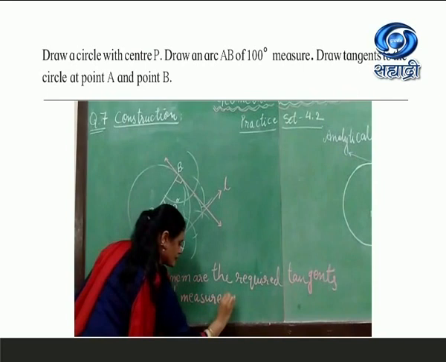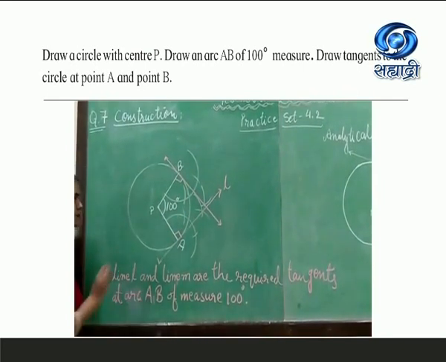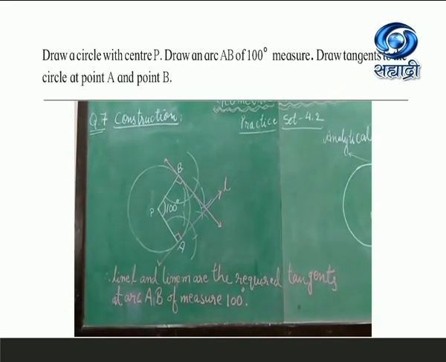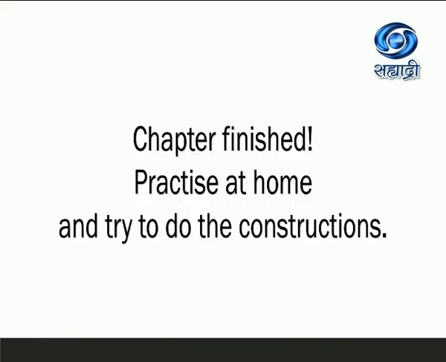And arc AB is the arc measuring 100 degrees, and for that, as I said, you are supposed to go back and think about the central angle. If you have to draw the central angle as 100 degrees, that is equal to arc AB. So here I finish with the chapter, but this chapter, as I said, was a challenge. So practice at home and try to do the constructions as many times as you can.